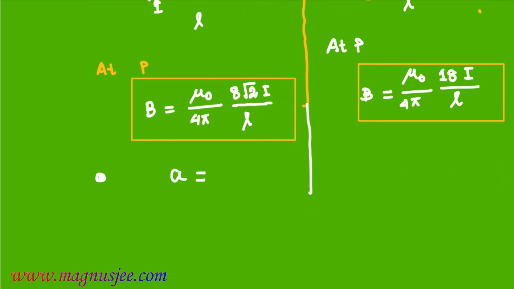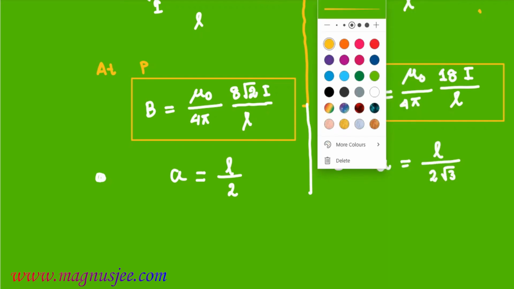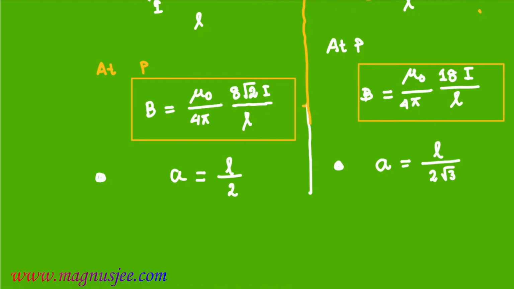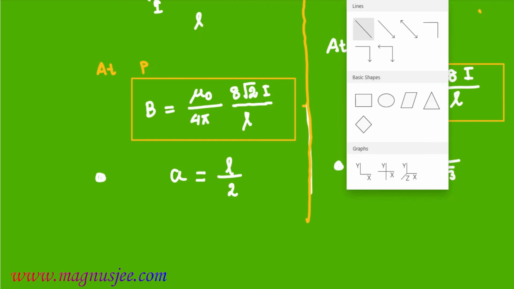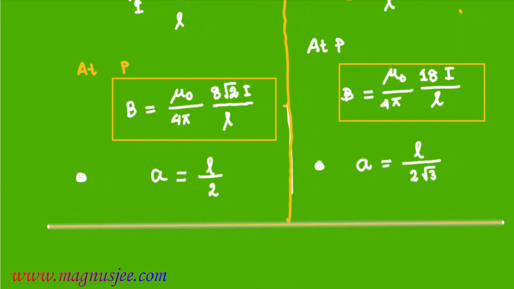Also, the perpendicular distance of the centroid from each side of the square is A, which is L by 2, and for the triangle the perpendicular distance of the centroid from each side is A, which is L by 2 root 3. Both the magnetic fields act inwards with respect to the plane of the coil. So this is the comparison between a square and triangular shaped coil.